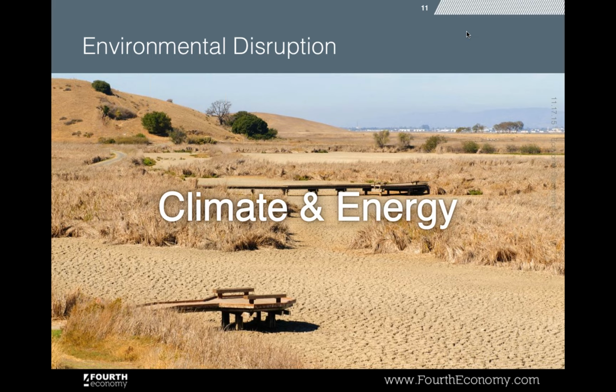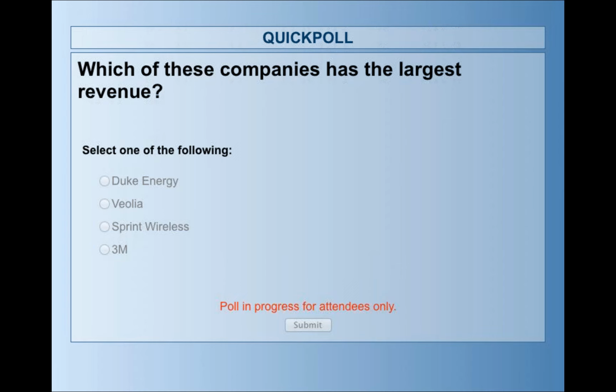Tim, are we still doing the poll? Yep, I'll throw that up right now. Okay. So I want to ask you, which of these companies you think has the largest revenue? So we have Duke Energy, Veolia, Sprint Wireless, and 3M.